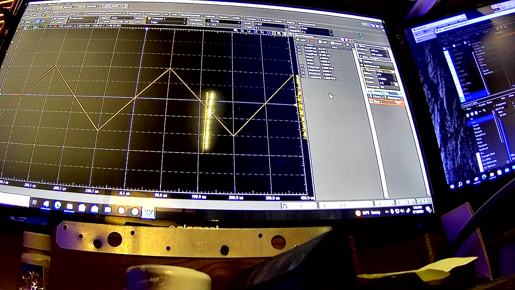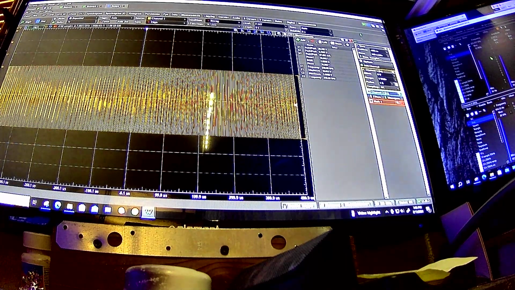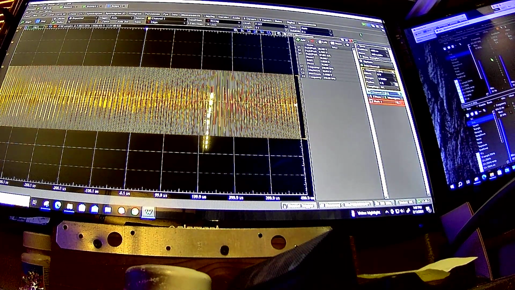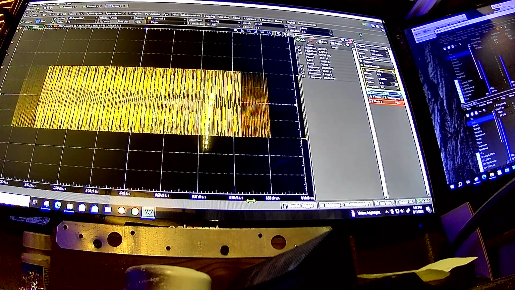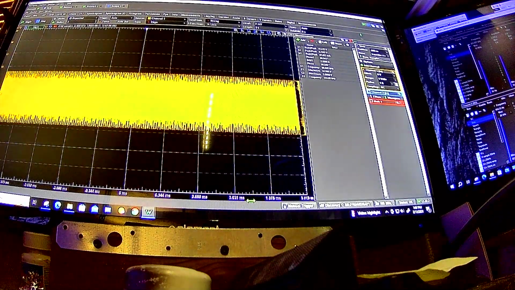The interesting thing about this TL072 op amp is that it has a power bandwidth of about 280 or so kilohertz. I'll show you. Go back to the basic. Yeah, 258 kilohertz.